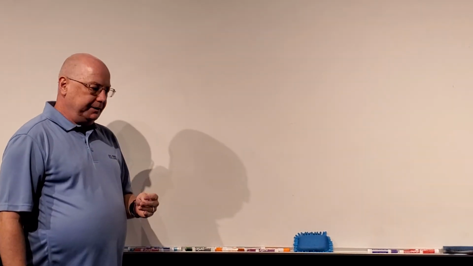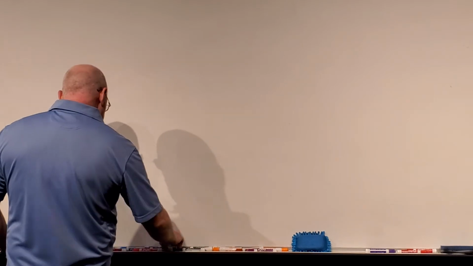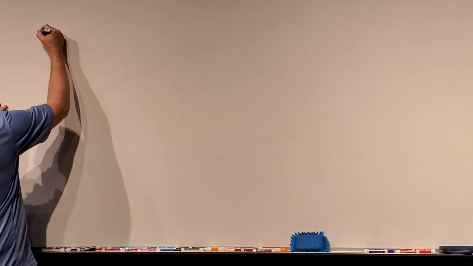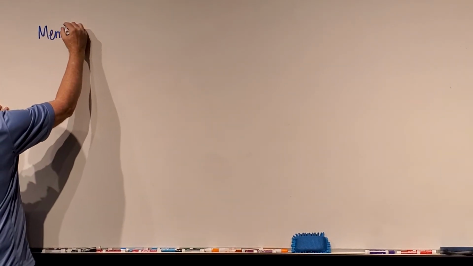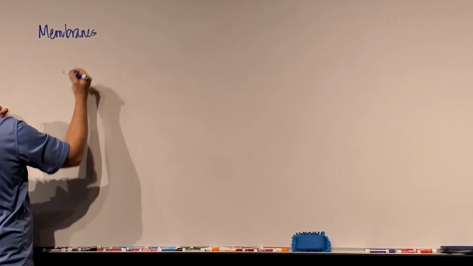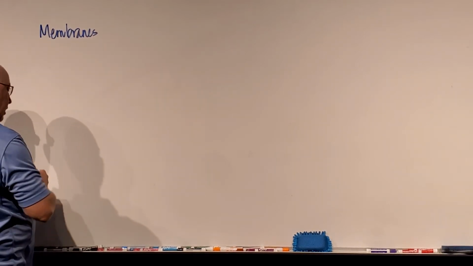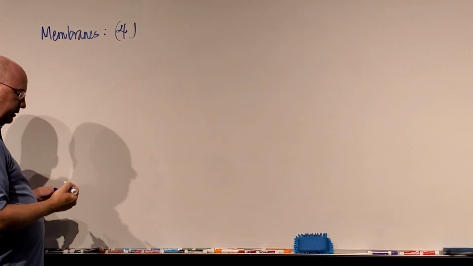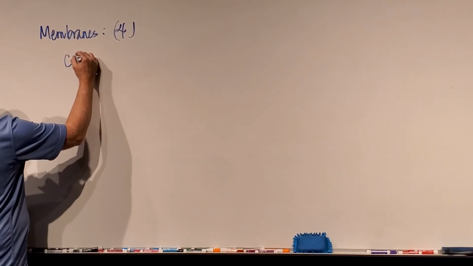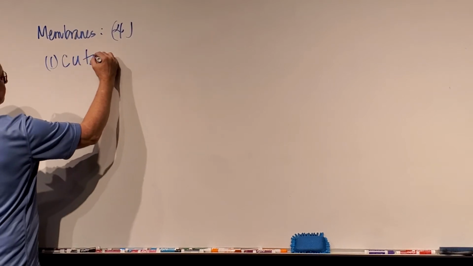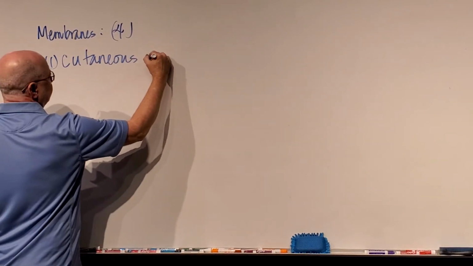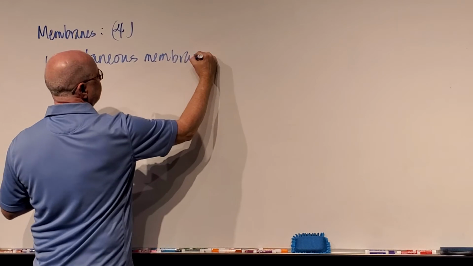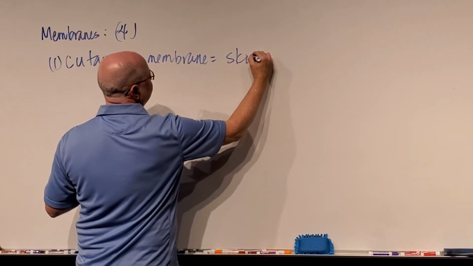So now, for now, that's all you need to know about bone tissue. We're going to talk about membranes of the body. So, when it comes to the membranes of the body, there are four major membranes. One is called the cutaneous membrane. The cutaneous membrane is also referred to as the skin.